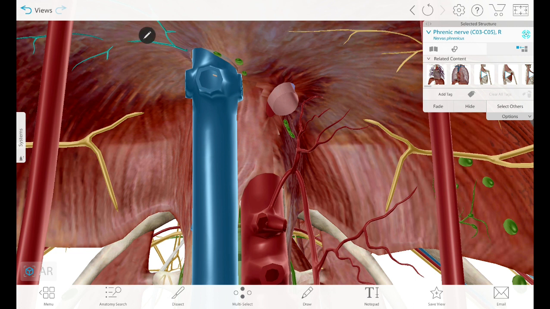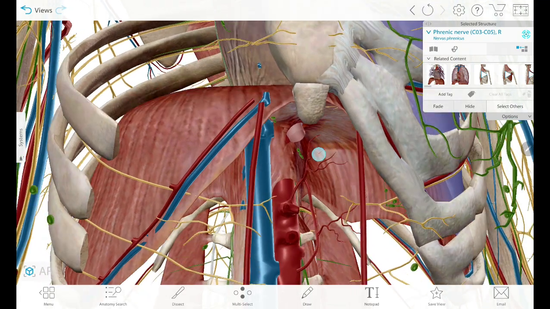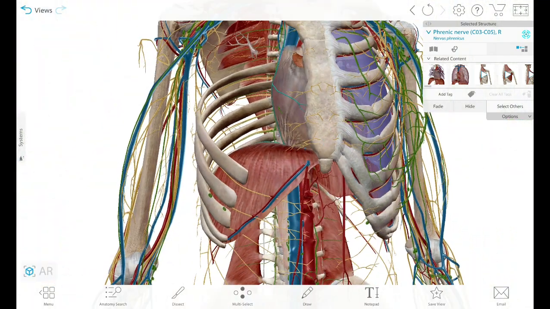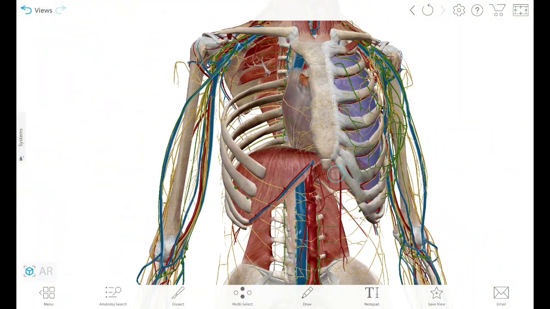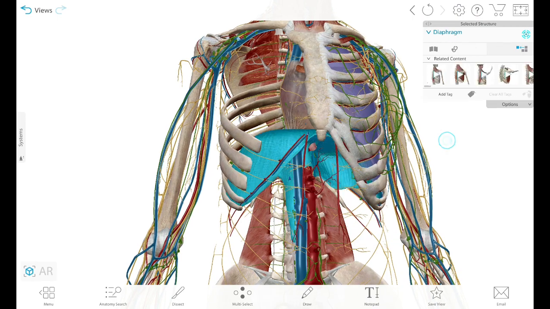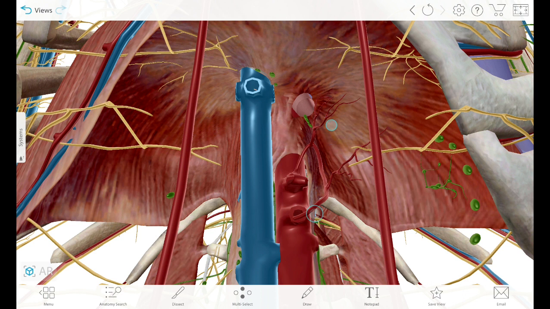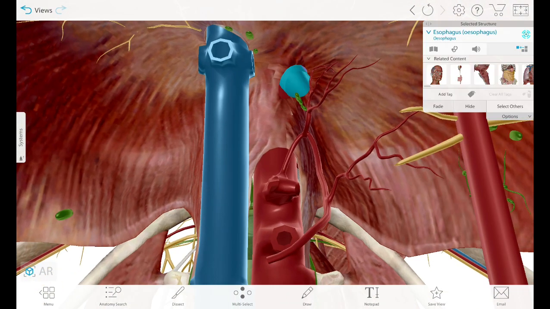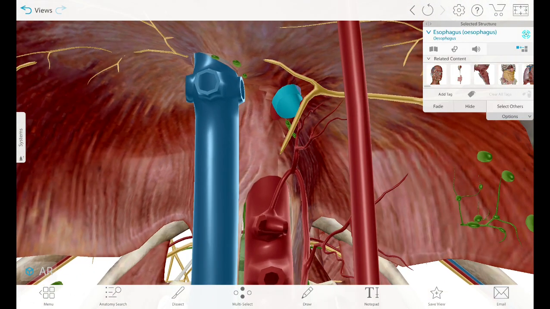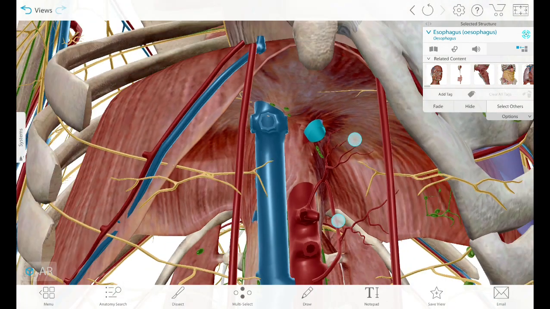So these over here are the phrenic nerves. They are exiting through the vena cava opening, and it is supplying the diaphragm. Now the second opening is the esophageal opening. So the esophageal opening is located at T10 level. So this over here is the esophagus, and it is located at the esophageal opening.